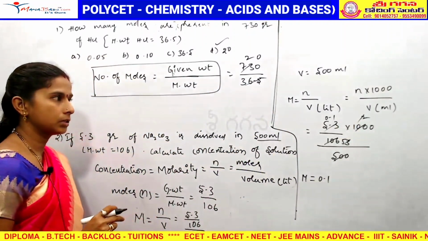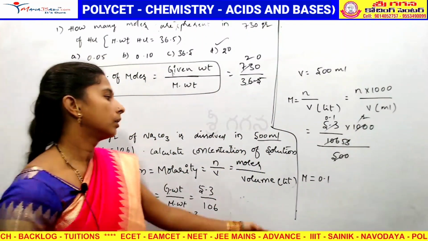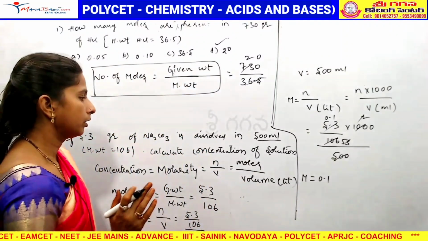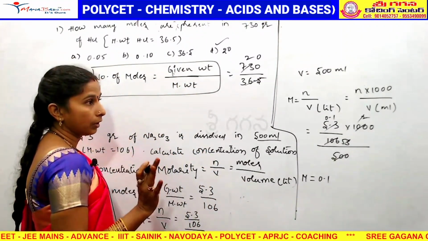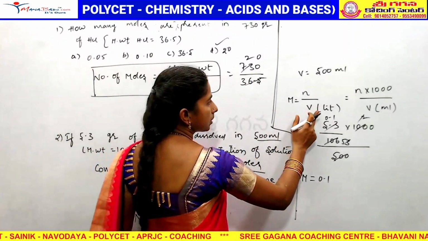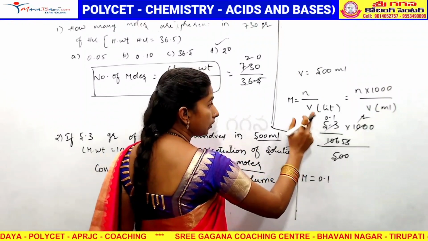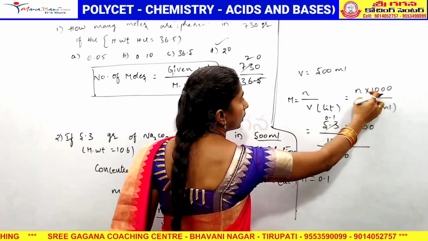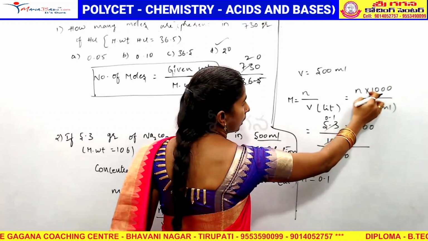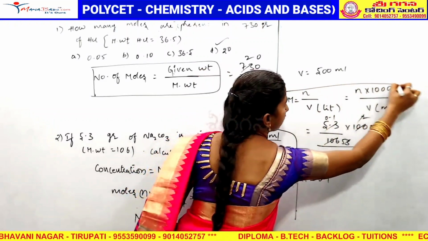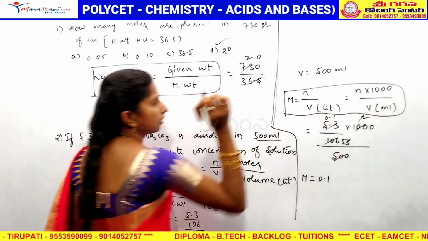The concentration of the solution is 0.1. Do you understand? If they give the volume in liters, we use this formula. If they give it in ml, we need to convert into liters, so we multiply with 1000 in the numerator. This is the formula for molarity.